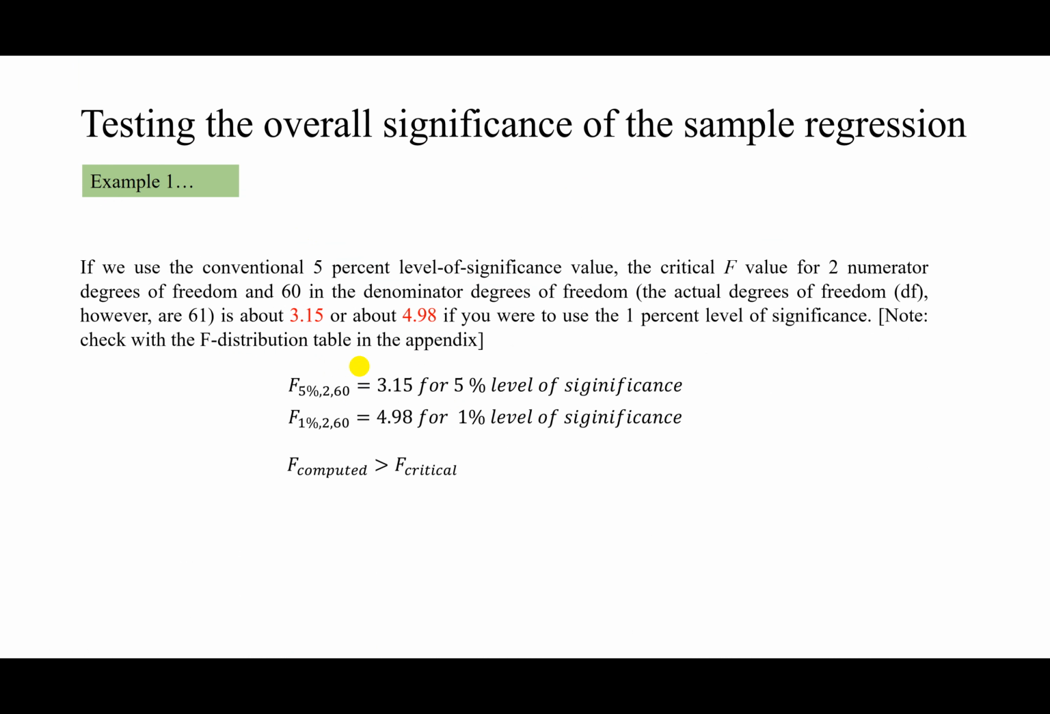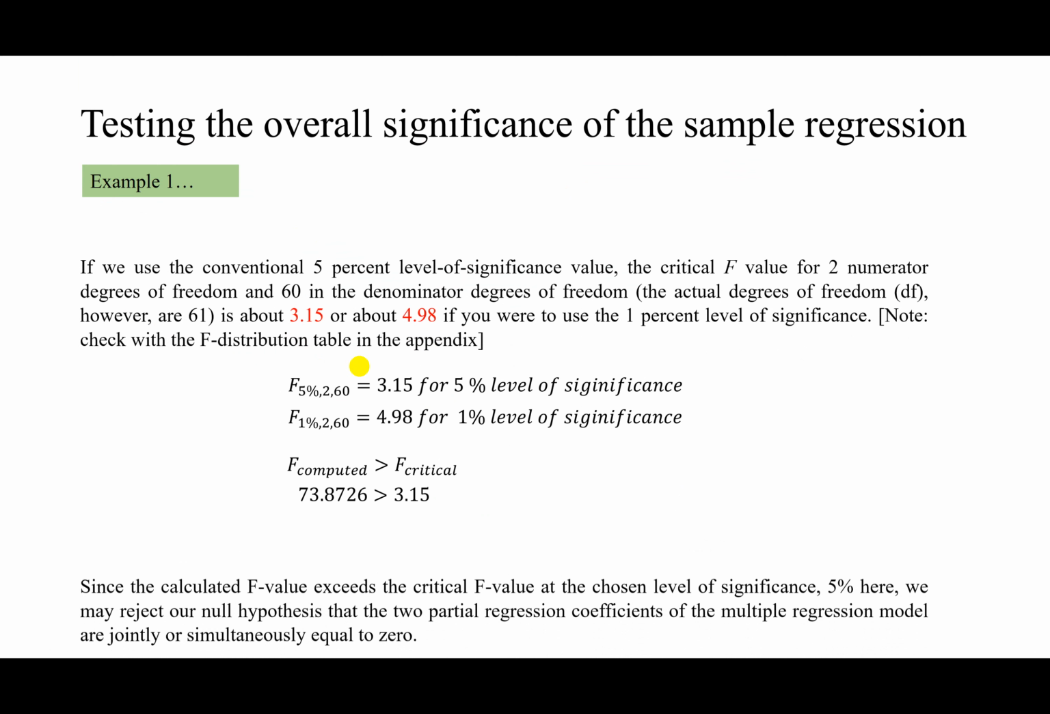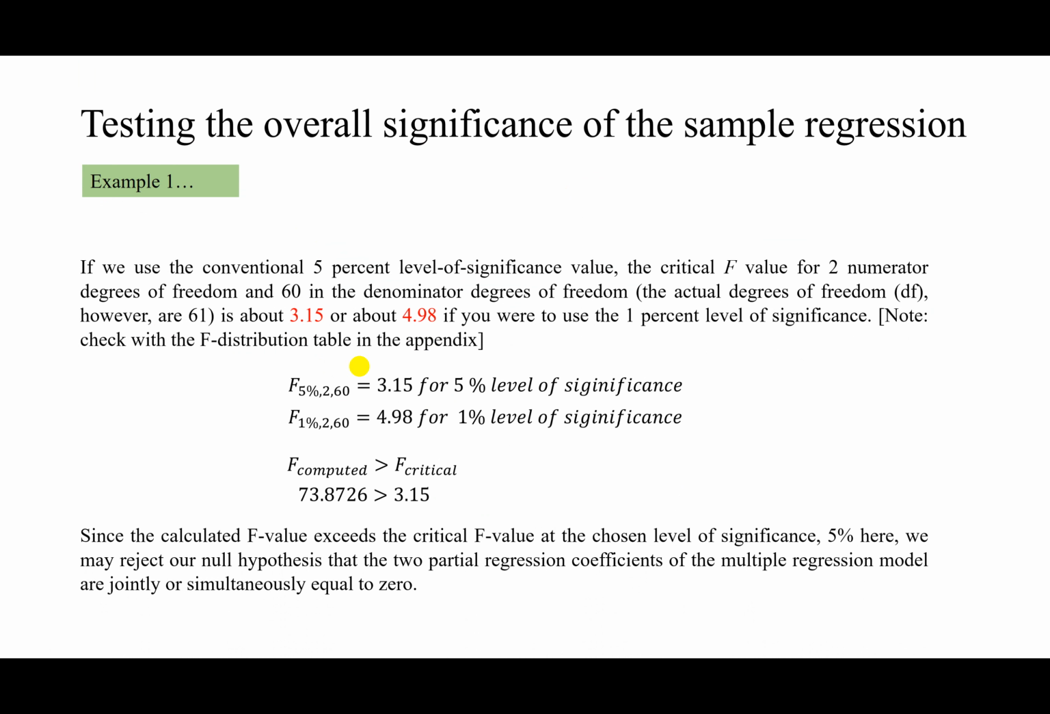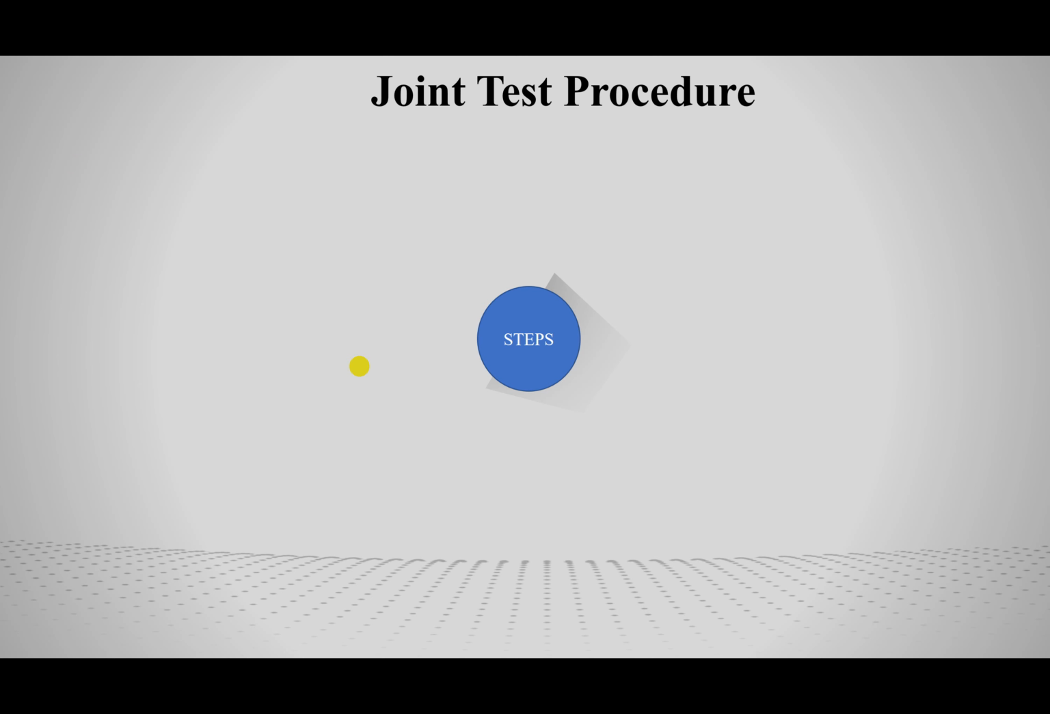So we can see that the computed F value exceeds the critical F value, that is 73.8726 is greater than 3.15. Since the calculated F value exceeds the critical F value at the chosen level of significance, 5% here, we may reject our null hypothesis that the two partial regression coefficients of the multiple regression model are jointly or simultaneously equal to 0.